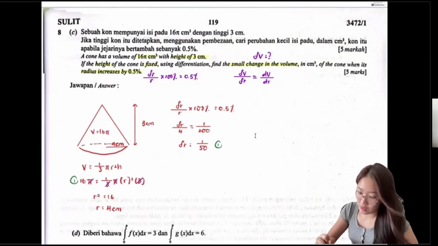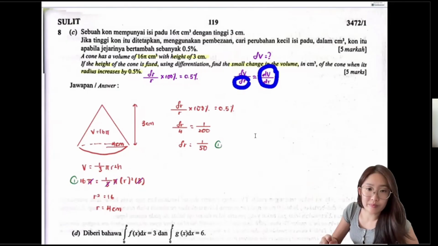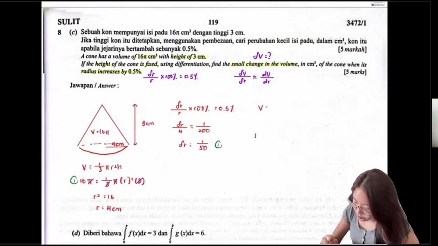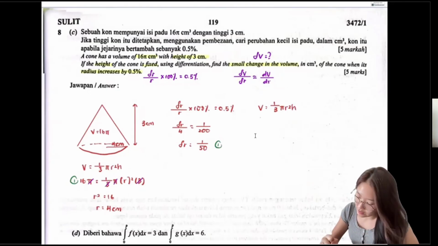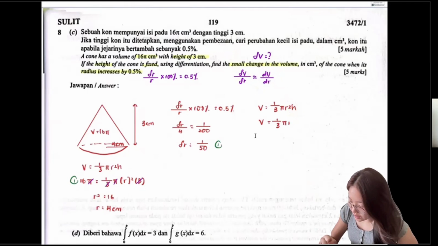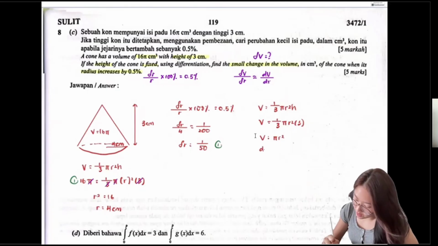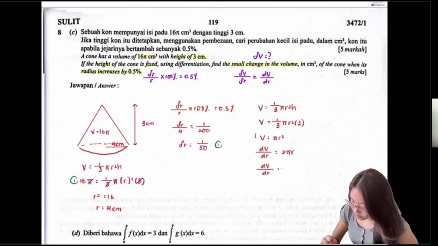Now, this one already done. You need to find out this one. So from the volume of cone, this is what you have, right? We need dV/dr. So meaning the h over here must disappear first. How to make it disappear? They say that the height is fixed, 3. So V equals pi r squared. Differentiate it, you get dV/dr, so 2 pi r. The r already known. It is 4. Just sub it in. So you get dV over dr is 8 pi.